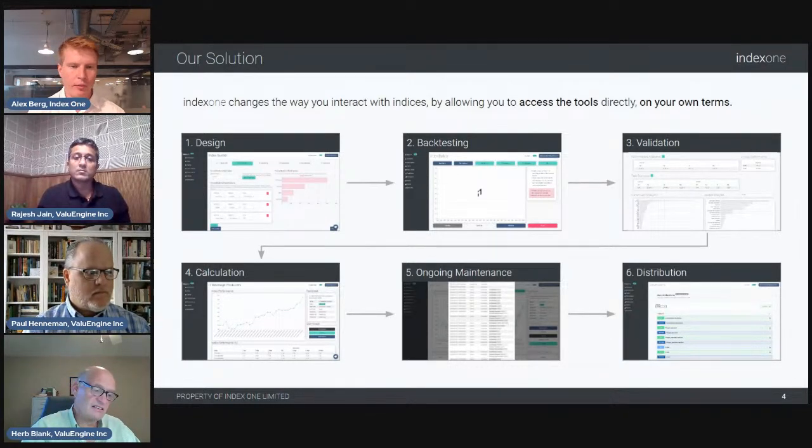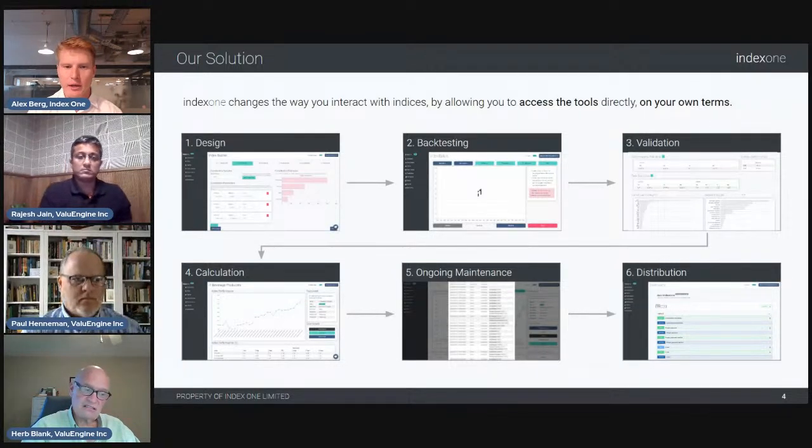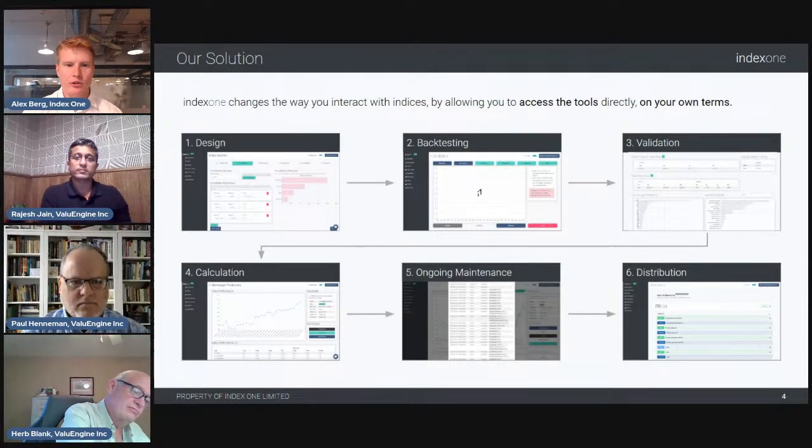Beyond that, we are able to provide backtesting solutions. So you can backtest any methodology you've built within or outside of Index One, validate the data, gather the results. And from there onwards, we also cover live calculation, ongoing maintenance, so things like rebalancing, corporate action treatment, and also the dissemination of index data to various types of data providers or websites or external applications. So we're really, in a sense, a full-fledged indexing solution with a tech-oriented approach.